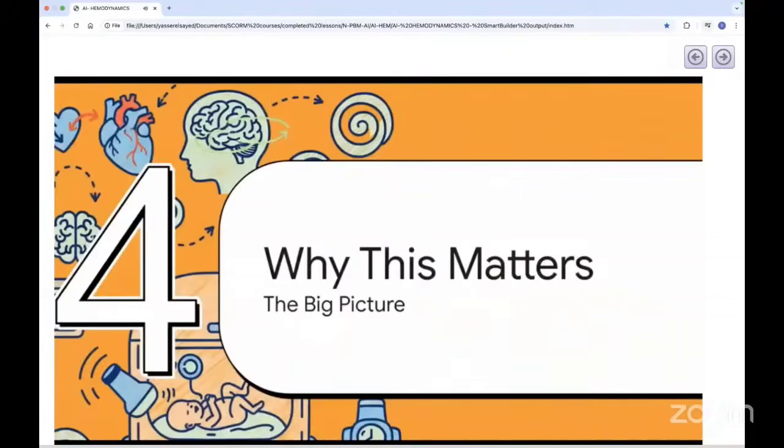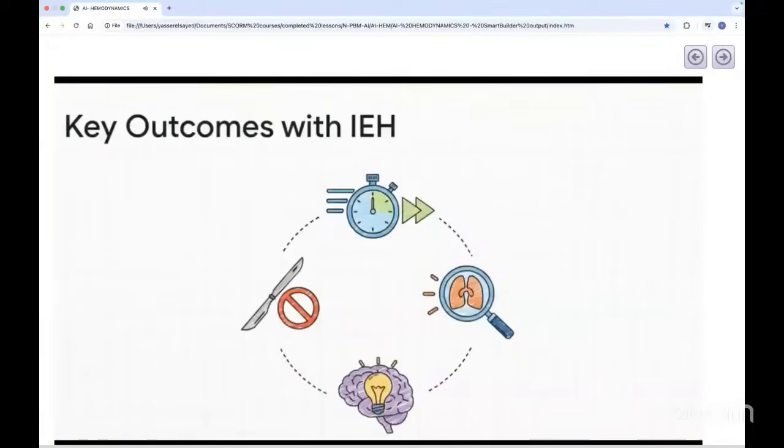So what's the big picture here? What should we really take away from this new way of thinking about neonatal care? Let's quickly wrap up the key impacts. Well, the evidence points to some really clear advantages, right? Shorter recovery times, fewer unnecessary surgeries.